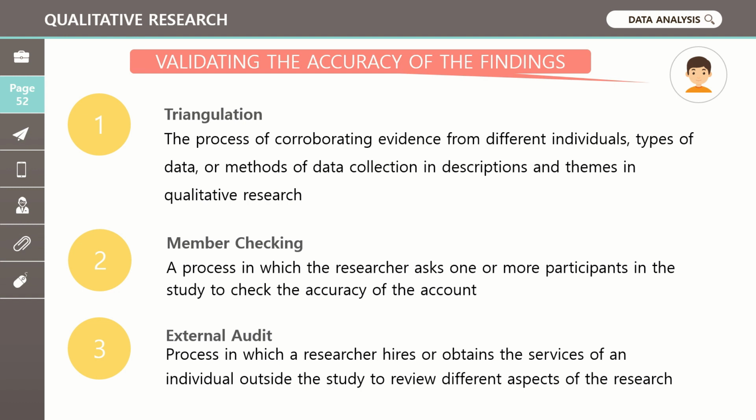And then types of data. You must validate the observational field notes and the interviews. And then the methods of data collection means documents and interviews from your findings. And then the second is member checking. This is a process in which the researcher asks one or more participants in the study to check the accuracy of the account.